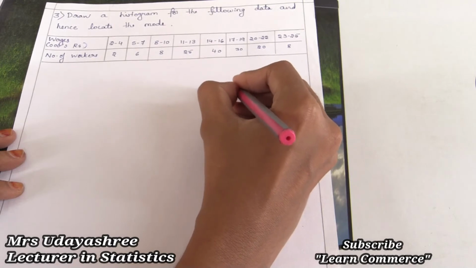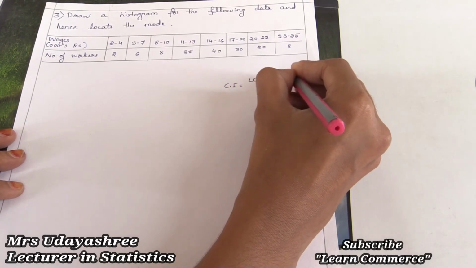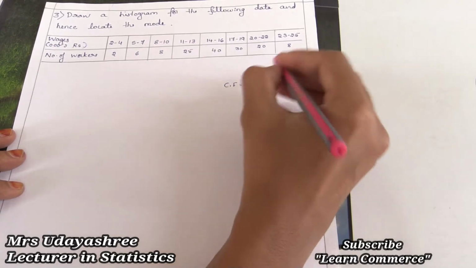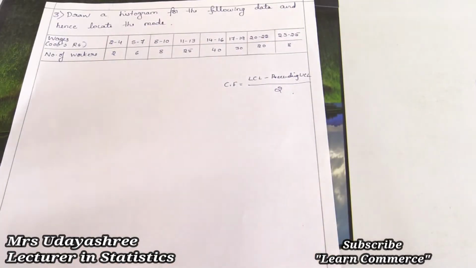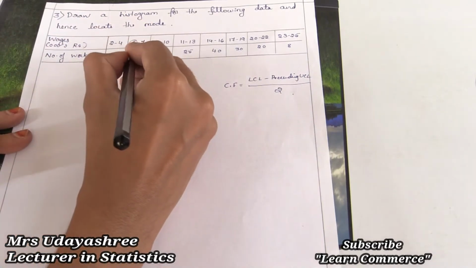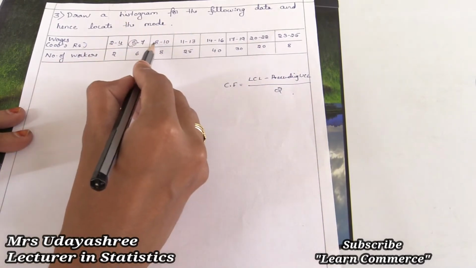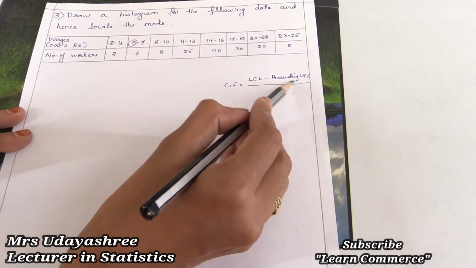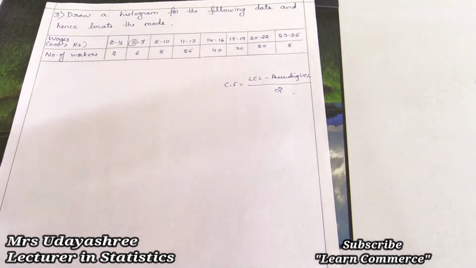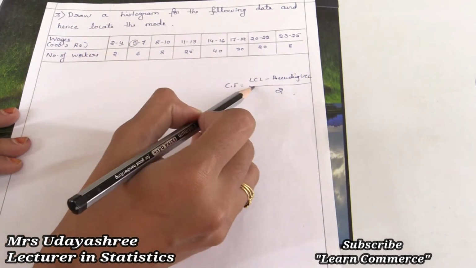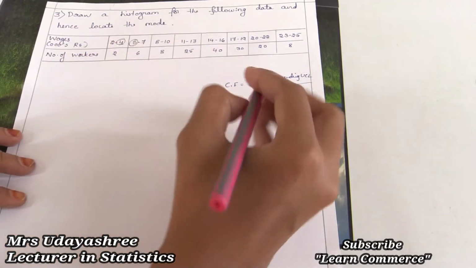The correction factor is equal to the lower class limit minus the preceding upper class limit, divided by 2. And see in this class interval, if I consider 5 as the lower class limit, its preceding upper class limit is 4. Like that, if I consider 8 as the lower class limit, its preceding upper class limit is 7. That we already discussed. So here I will take 5 as the lower class limit, and its preceding upper class limit is 4. Therefore, I will substitute these two values in this formula.